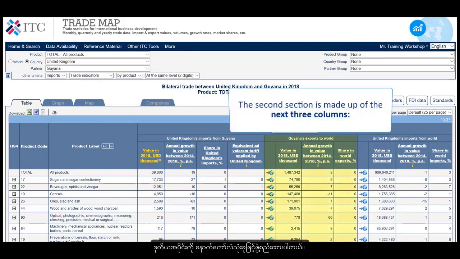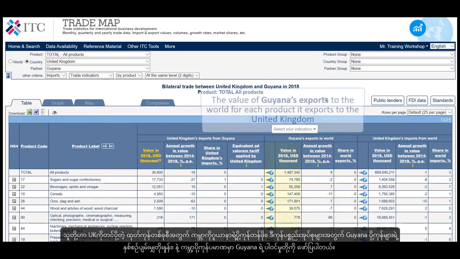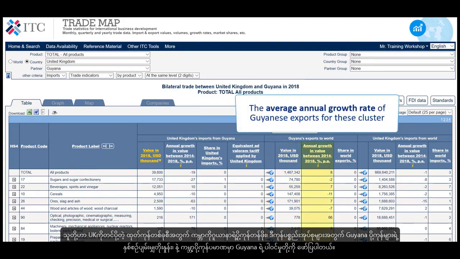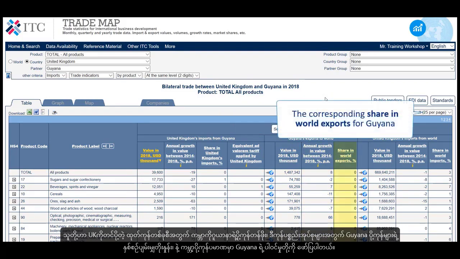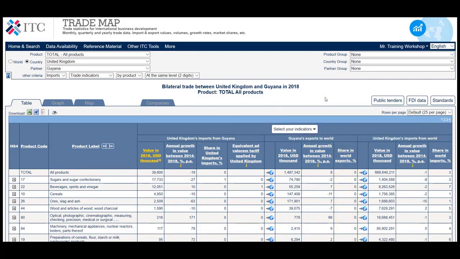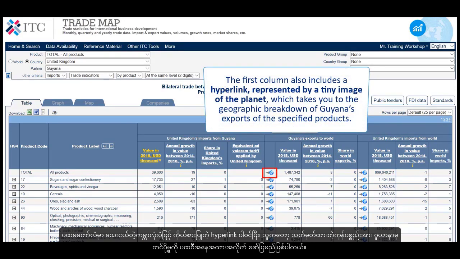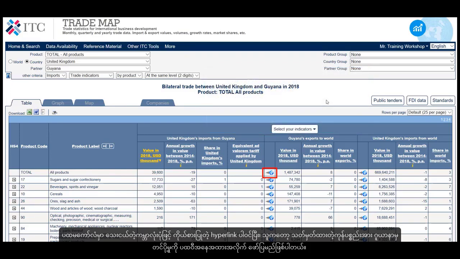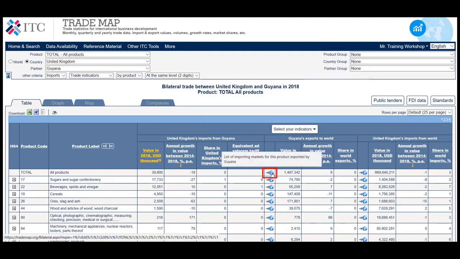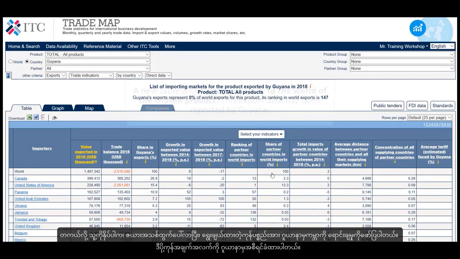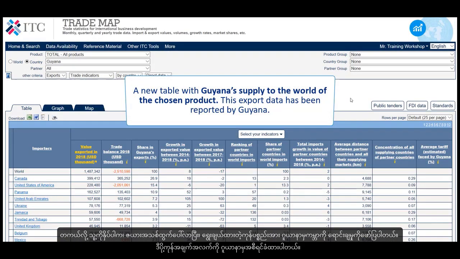The second section is made up of the next 3 columns. These identify the value of Guyana's exports to the world for each product it exports to the United Kingdom, the average annual growth rate of Guyanese exports for these clusters, and the corresponding share in world exports for Guyana. The first column also includes a hyperlink, represented by a tiny image of the planet, which takes you to the geographic breakdown of Guyana's exports of the specified products. If you click on it, you get a new table with Guyana's supply to the world of the chosen product. This export data has been reported by Guyana.